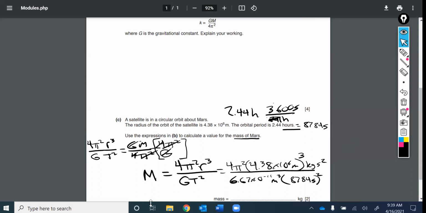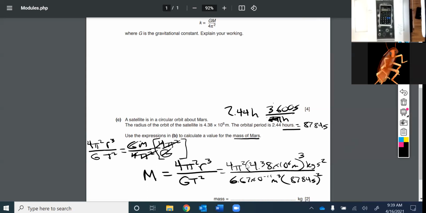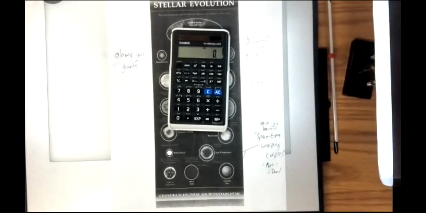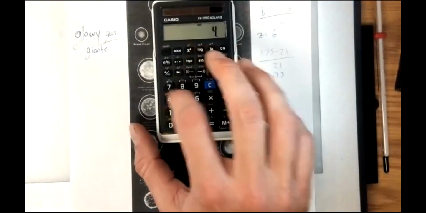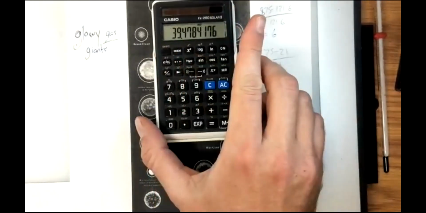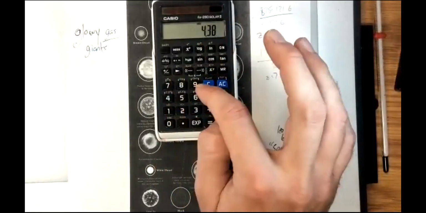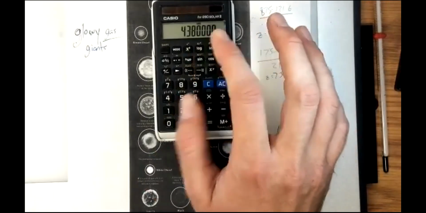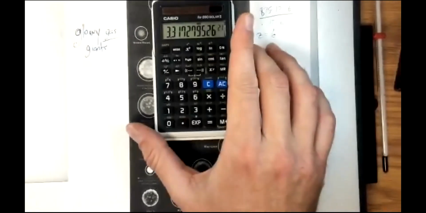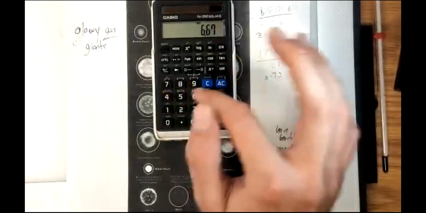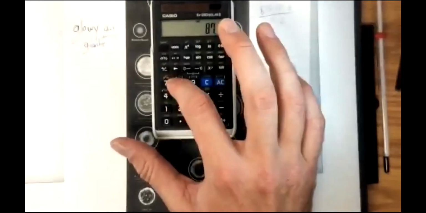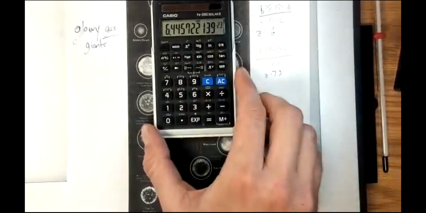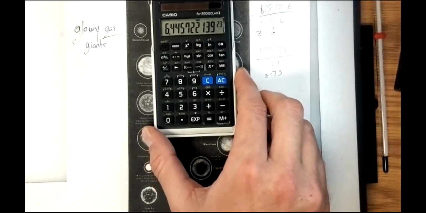At this point, I'm going to do this. So I've got 4 times pi squared times 4.38 by 10 to the 6th, cubed, divided by, open parentheses, 6.67 by 10 to the negative 11, divided by 8,784 squared, equals, and I get a final answer of 6.45. I'm going to say 6.4 by 10 to the 23.